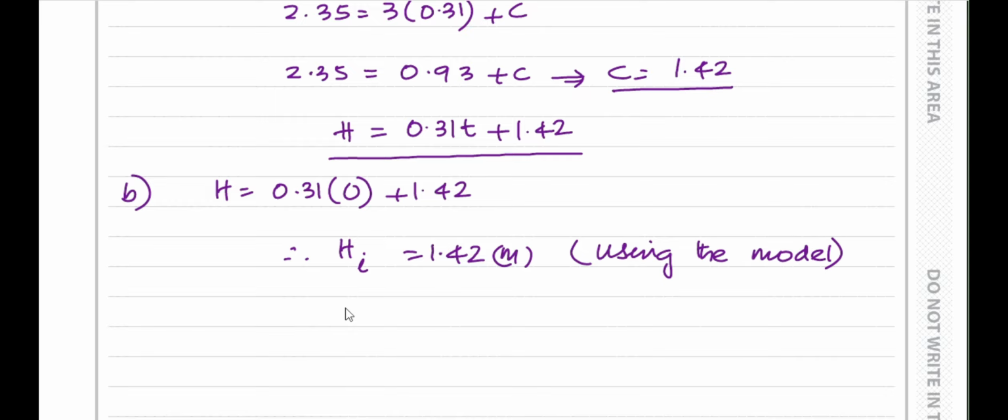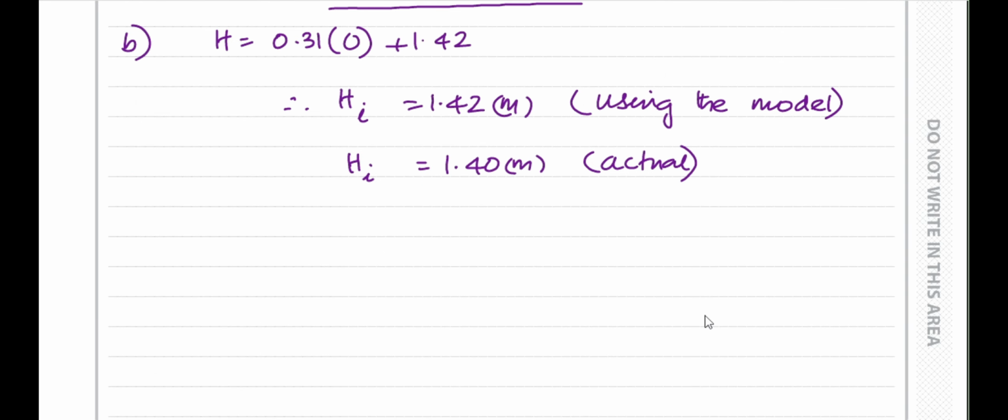Now the actual height, h initial, is equal to 1.40 meters, just 140 centimeters actual. So comparing this, we can now come to a conclusion that as 1.42 meters is approximately equal to 1.40 meters, this supports the model.